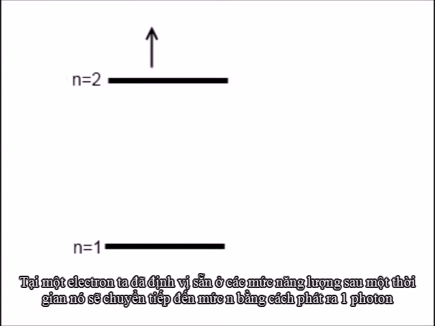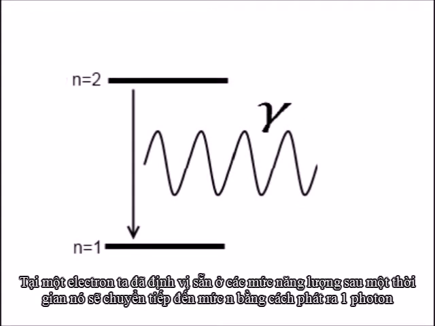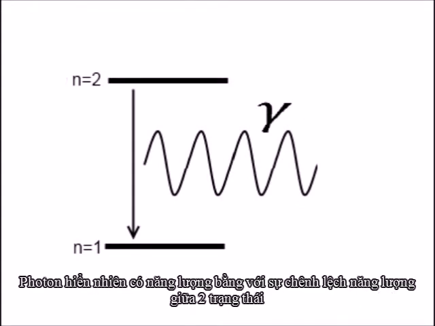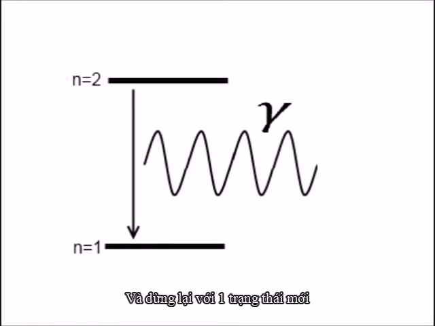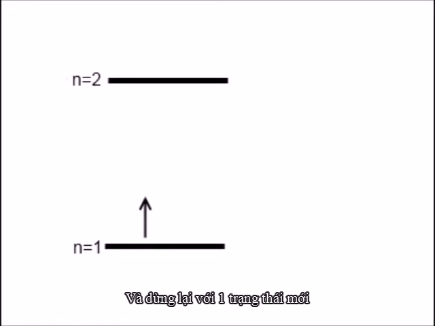Quantum mechanical case of an electron transition between two known energy levels. Here we have an electron that we've placed in the n equals 2 energy level. After some time, it will make a transition to the n equals 1 level, emitting a photon. The photon, of course, has energy equal to the difference in the energies between the two states, and we end up with an electron in the n equals 1 state.